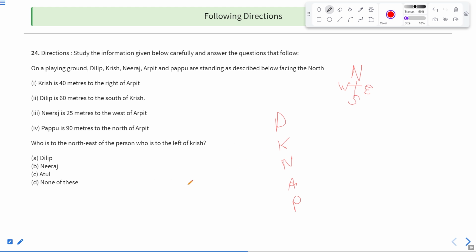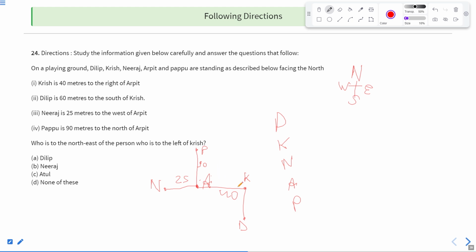Now, if you take Arpit, 40 meters to his right is Krish. 60 meters to the south of Krish is Dilip. Neeraj is 25 meters to the west of Arpit, and Pappu is 90 meters to the north of Arpit.